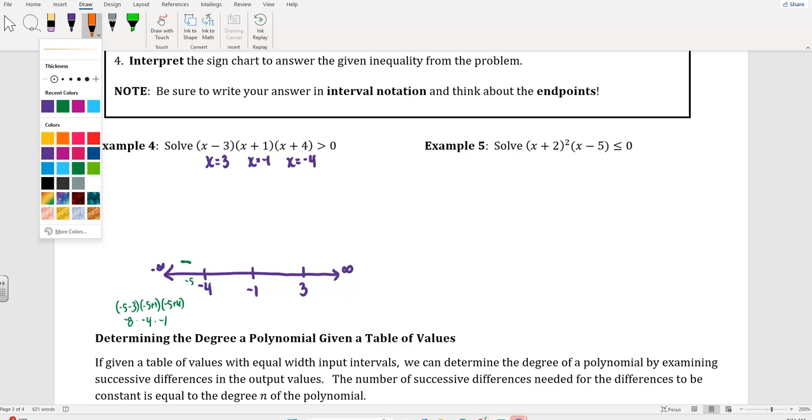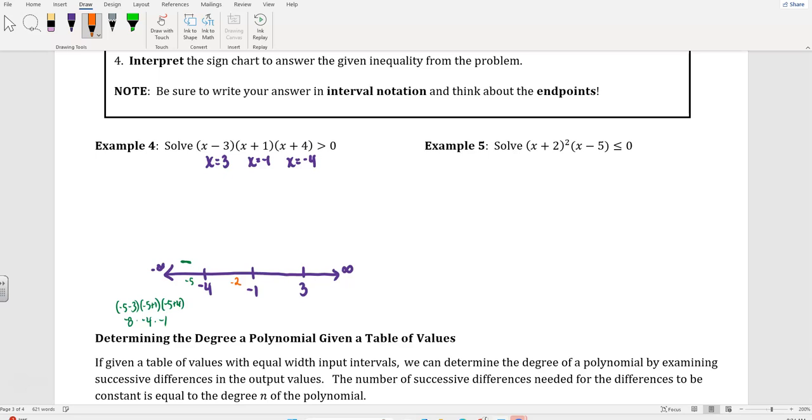You have infinite numbers to choose from there. You could choose -3, you could choose -2, you could choose -3.5, you could choose -1.2. I would use -3 or -2. Use whatever's easiest. I'm going to go -2 right here. And then you're plugging it in. So you're doing -2 minus 3 times -2 plus 1 times -2 plus 4. And that's going to give you -5 times -1 times +2. And so here, I've got negative times positive. This is going to give me a positive 10. So in this section, you're going to get a positive.